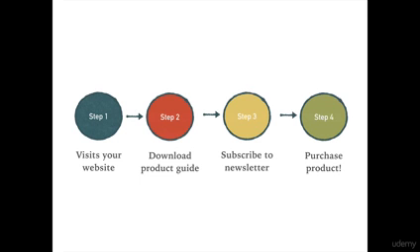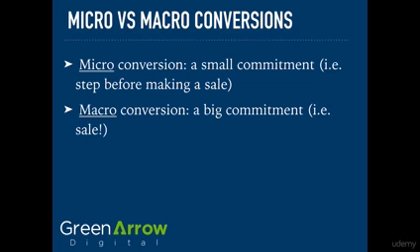So if you think of it graphically, step 1, someone comes to your website. In your ideal scenario, step 2 might be that they download a product guide, step 3 might be they subscribe to your newsletter, and step 4 might be that they purchase the product. Now, they don't necessarily have to follow these steps in order, because some people might come to your website and go straight to step 4 and purchase, but most of the time, to warm someone up to a purchase, they're going to do one of step 2 or step 3. So you've got to think about the sequence of events.